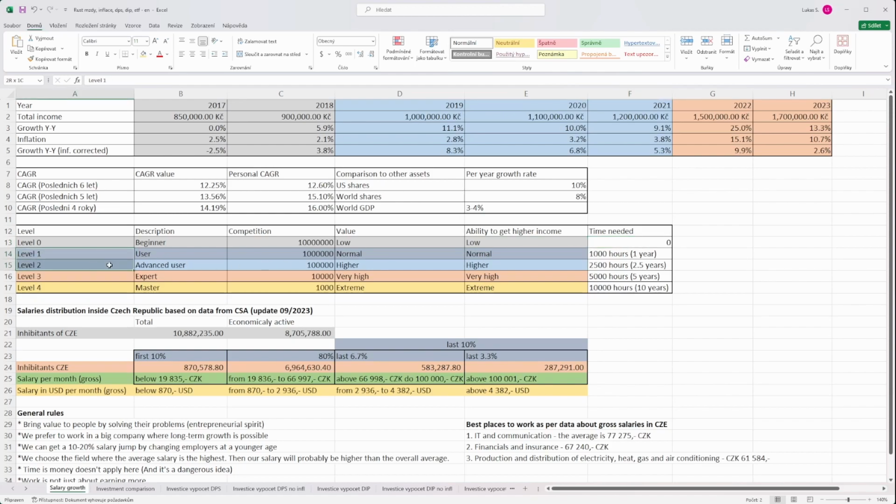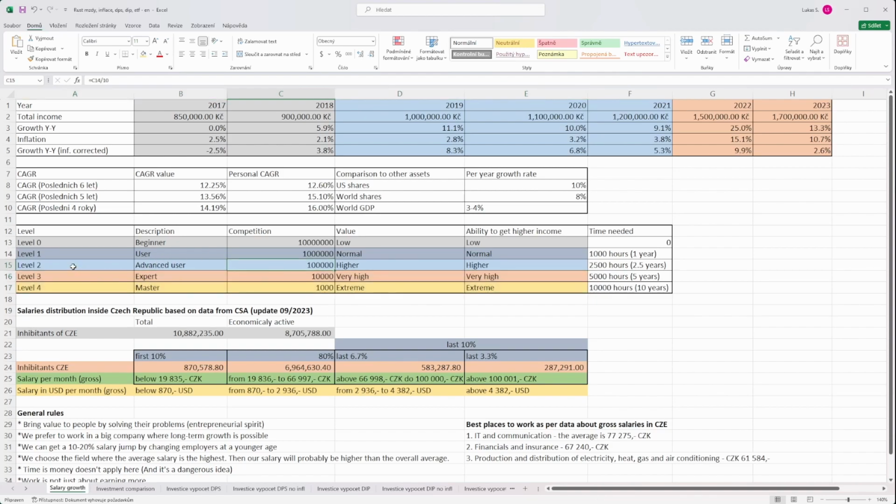Then when we go a little higher into user state or advanced user, you can see that the competition, the number of people who can do the same, is decreasing, and then our value is quickly getting higher, and also our ability to ask for a higher salary is quickly growing. Of course, we have to invest some time in deliberate training to get up to that point. And then we can also opt for getting into expert or master level.